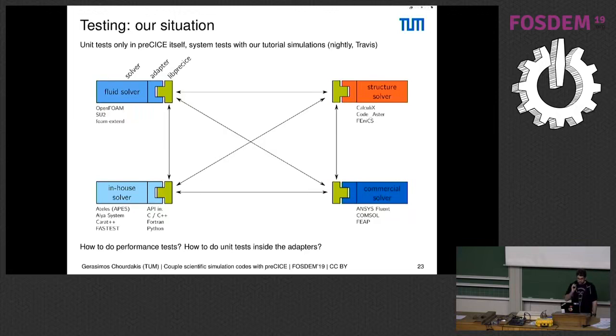So one important question for us is how to do unit tests and integration tests inside these adapters, which are just plugins. What we do at the moment is that we run complete simulations as system tests overnight on Travis. And something that we also need to do is performance regression tests. So we don't want any feature that we contribute to have an impact on our performance and we don't know it.